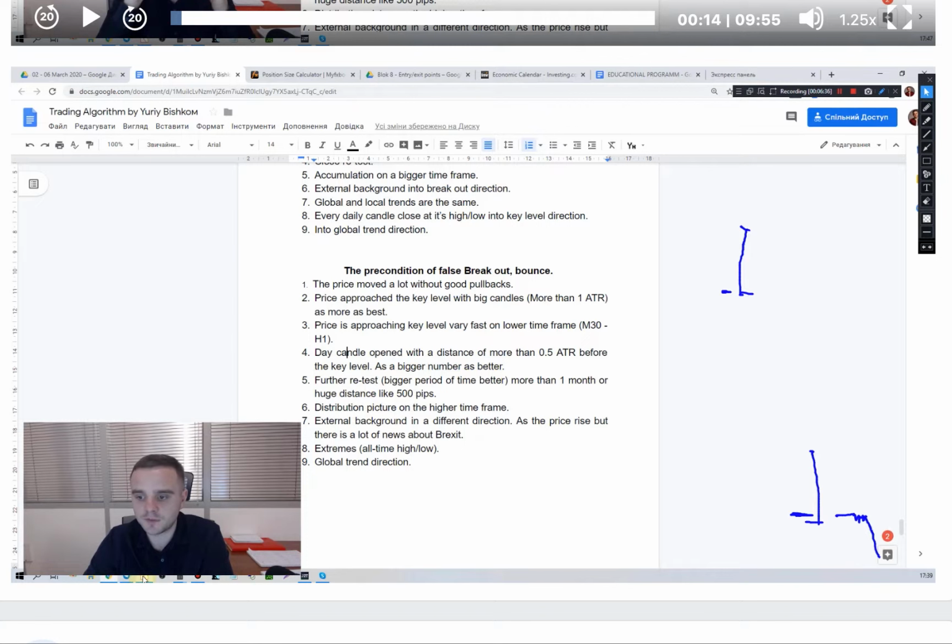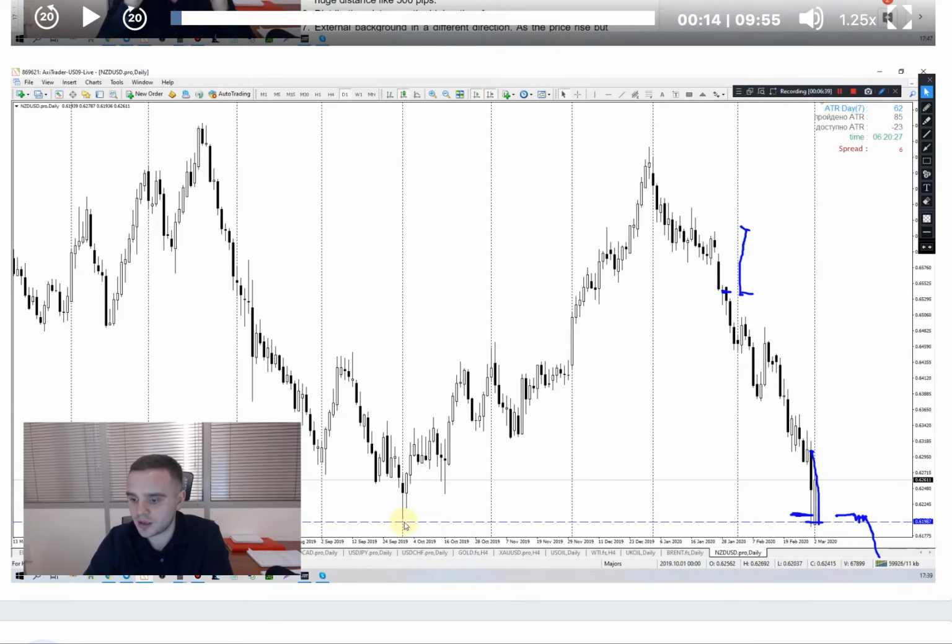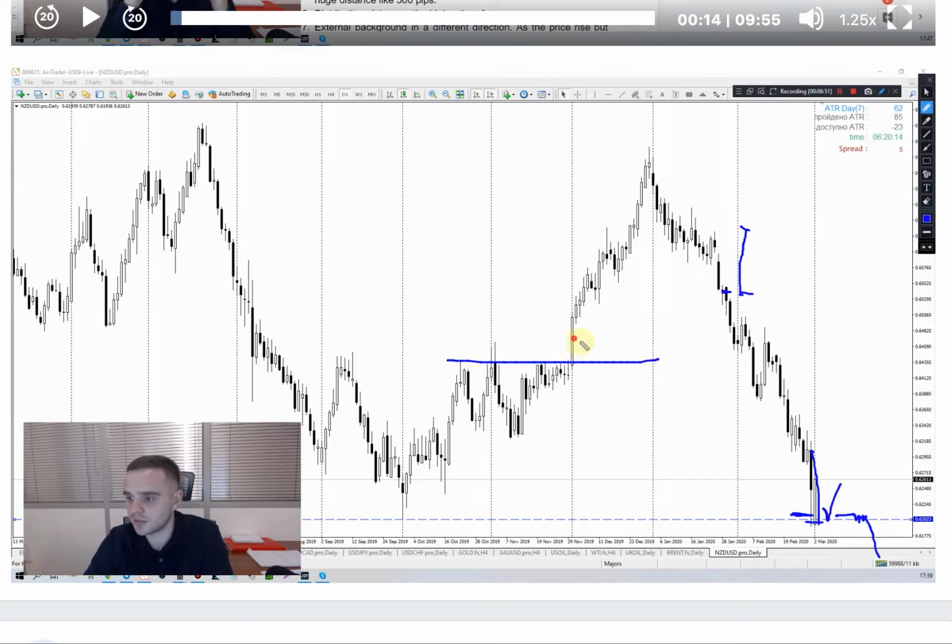What about further retest? You need to understand, the bigger the distance between this retest and the previous time when price was here, the better, especially when we trade false breakout or bounce. It's not like when we trade a mirror level, because mirror level is mostly for continuation of a trend. That's why it's a little bit different.